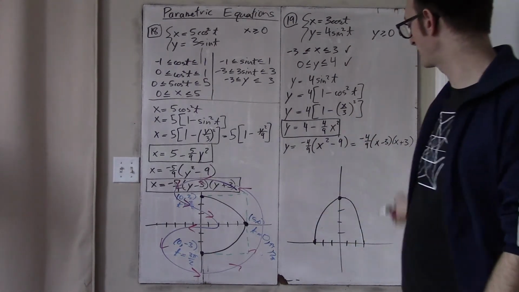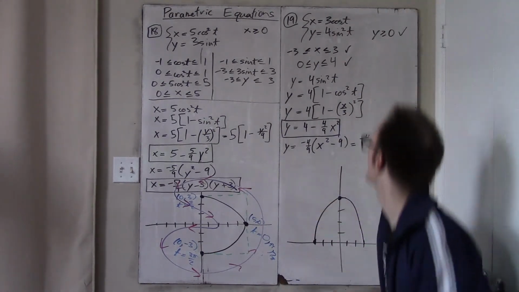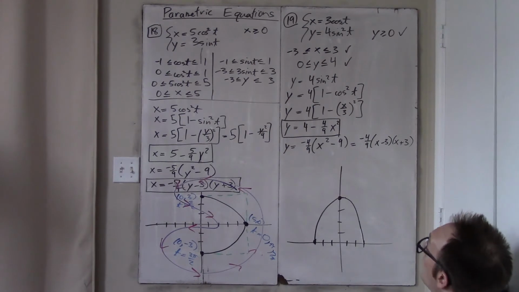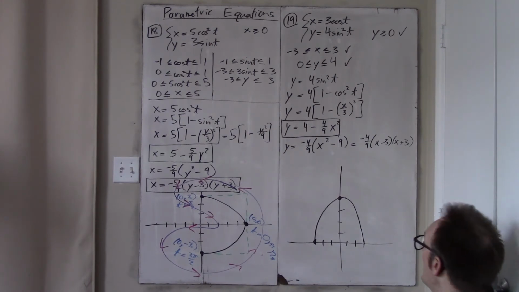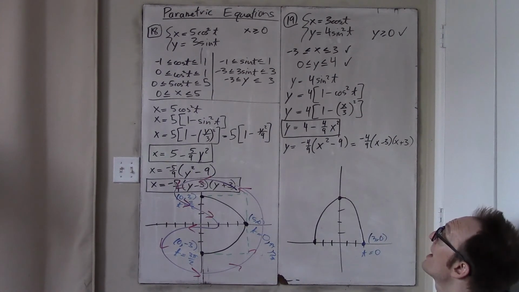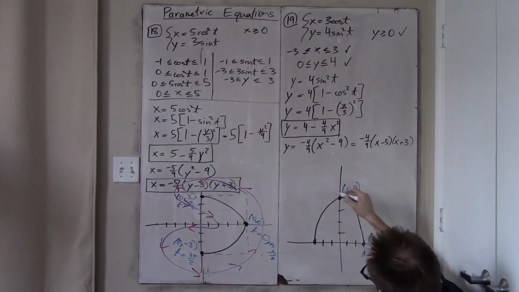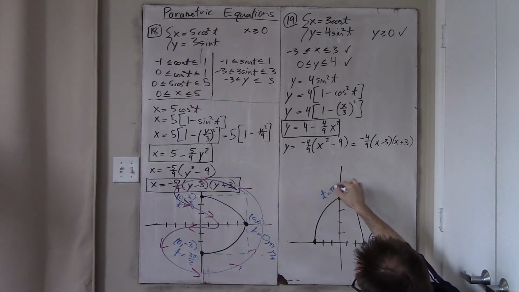Y is always 0, and we're probably just going to end up going back and forth and back and forth. Let's do it. Where am I at t equals 0? I will be at 3, 0. So boom. Here at 3, 0 at t equals 0. Where am I at pi over 2? Cosine pi over 2 is 0, so that puts me at 0, 4. So at 0, 4 up here at the vertex, that's t equals pi over 2.